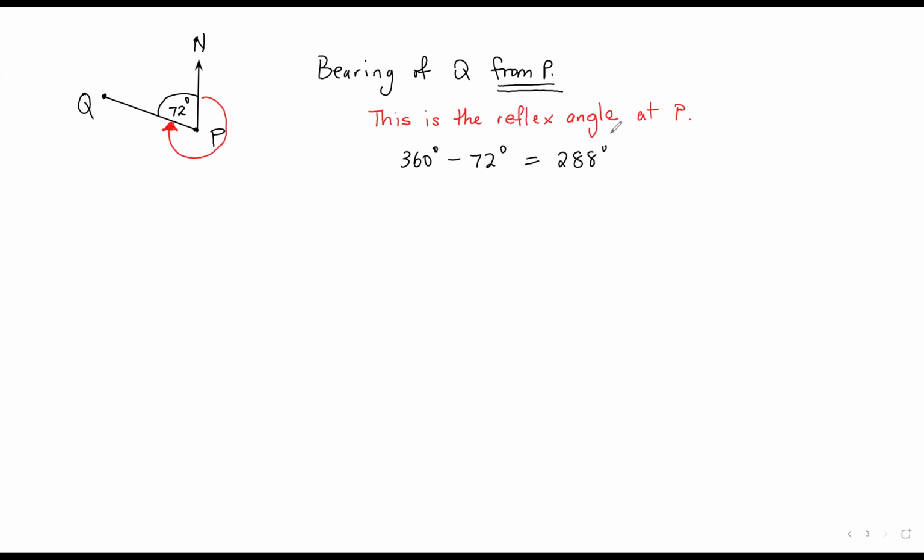I think it's 288. I don't have my calculator. Somebody check it for me, please. Let me get my phone. Yes, Miss. Yeah, 288, right? So the bearing of Q from P will be the reflex angle at P because it's the clockwise angle, right? Between the north line at P and the line connecting P to Q. All right.